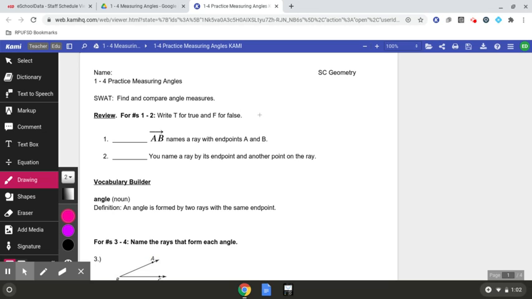For questions 1 and 2, you're writing true or false. So T or F. The first one says that ray AB names a ray with endpoints A and B. This would be wrong because a ray only has one endpoint. So it's not naming something with two distinct endpoints. So this would be false.